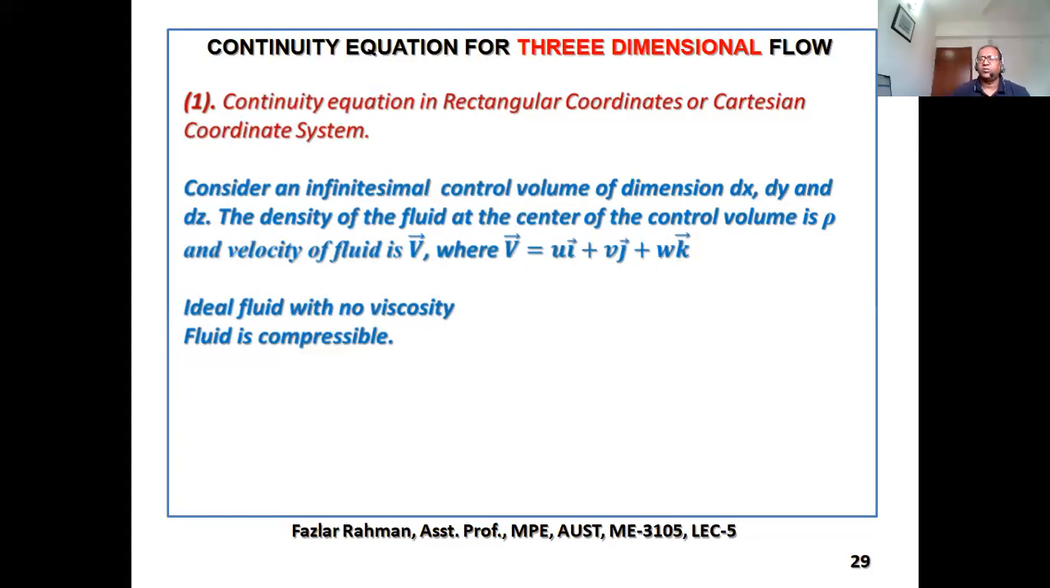Now we'll derive an equation, which is also a continuity equation, but for compressible flow. Does anyone know what compressible flow is? The rho is not constant. That means rho changes when the fluid flows from one point to another point. That is called compressible flow.